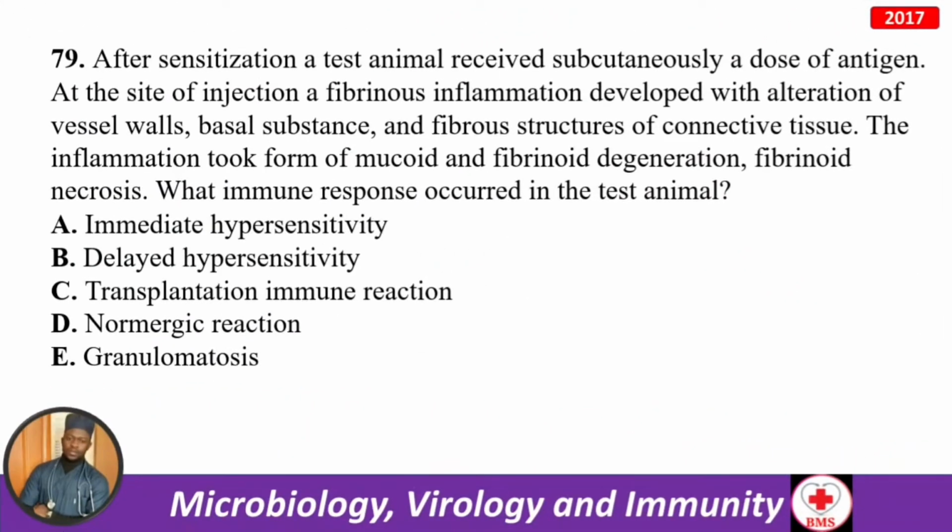Right, so let's continue. After sensitization, a test animal received subcutaneously a dose of antigen. At the site of injection, a fibrinous inflammation developed with alteration of vessel walls, basal substance, and fibrous structures of connective tissue. The inflammation took the form of mucoid and fibrinoid degeneration, fibrinoid necrosis. What type of immune response occurred in the test animal?